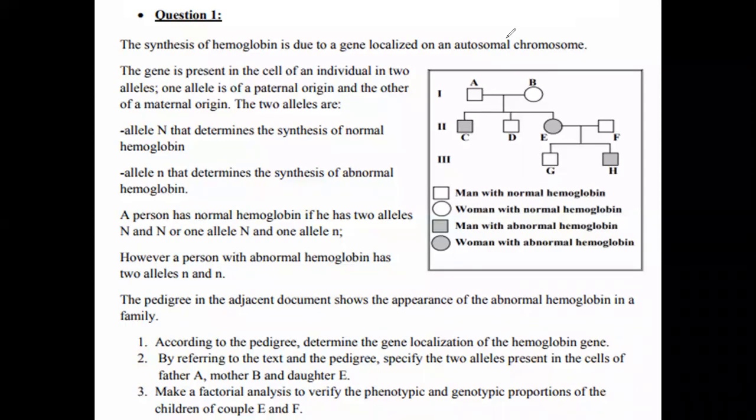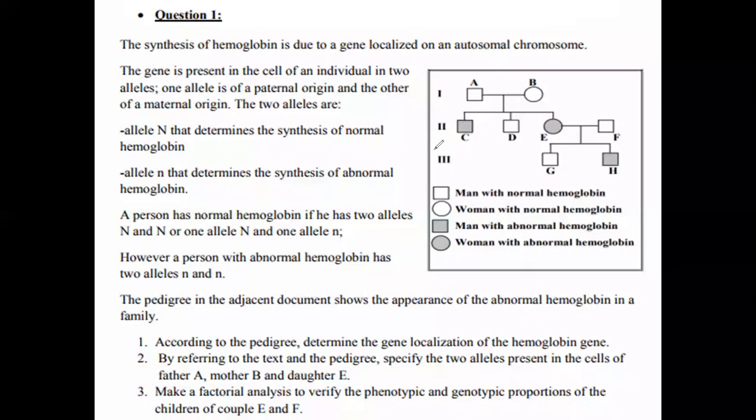If we have to deny it on the Y chromosome, none of the females should be affected. But you have female E affected, so it's not the case, because she doesn't have the Y chromosome. Or you can say if it were carried on the Y, every affected son should have an affected father. Here it's not the case. So here we deny it on the Y.